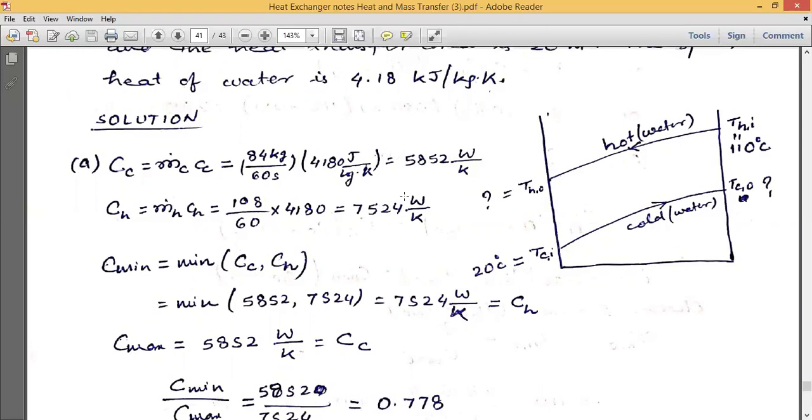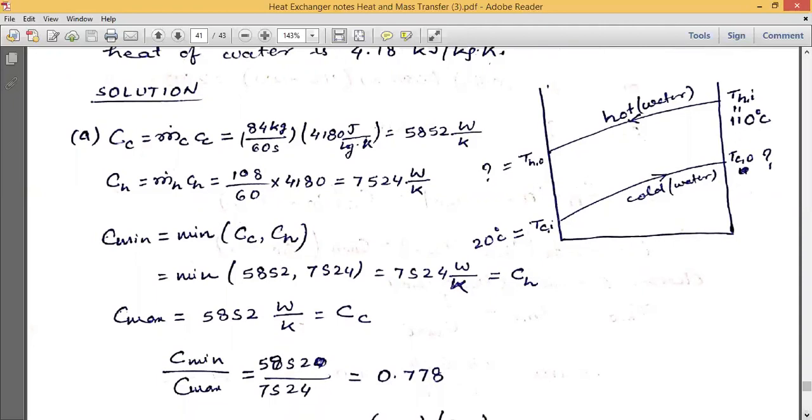So out of these two, we need to identify which heat capacity rate is minimum. That will be called the minimum fluid. So we have identified the hot fluid as the minimum fluid. Okay, so actually this is wrong, C minimum will be 5852. So please correct it. Wrongly we have written here. So 5852 should be the minimum. That means the cold fluid is the minimum fluid and hot fluid will be the maximum fluid.